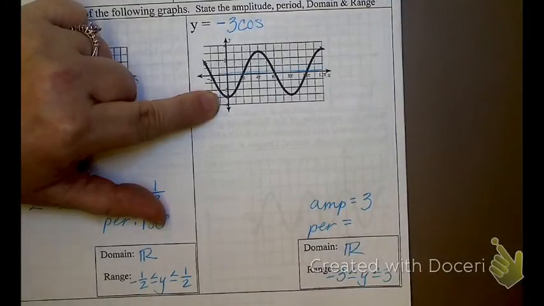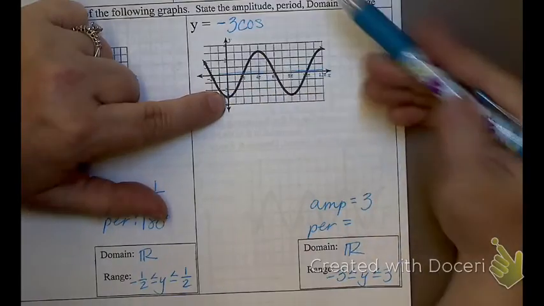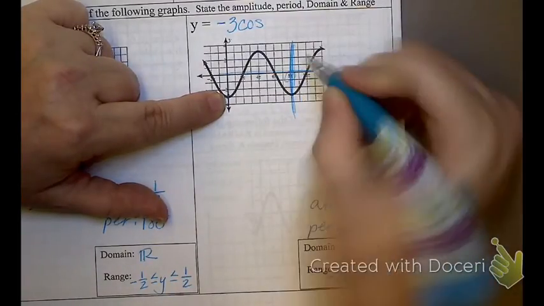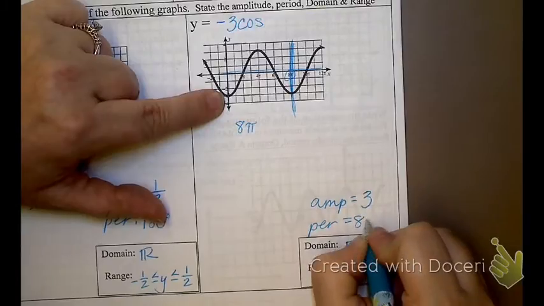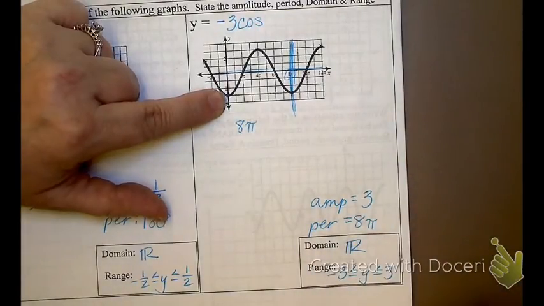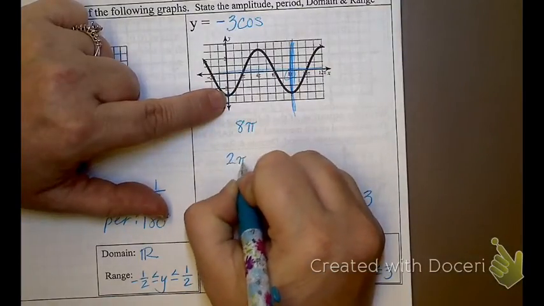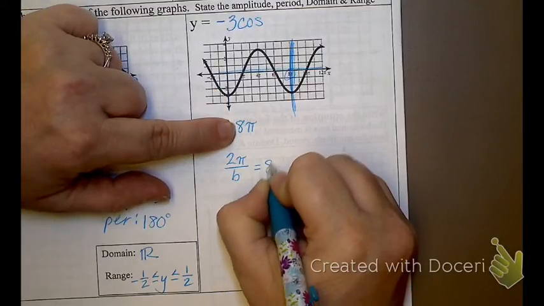Now let's talk about the period. Bottom, middle, top, middle, bottom. That would be the end of one full period. If you notice, that says 8 pi. So 8 pi is the length of one period. So I'll fill that in for my period right there. And now I've got to figure out what B is. So we're dealing in radians, so I would say 2 pi divided by B, and when I get that, the result was the period of 8 pi.